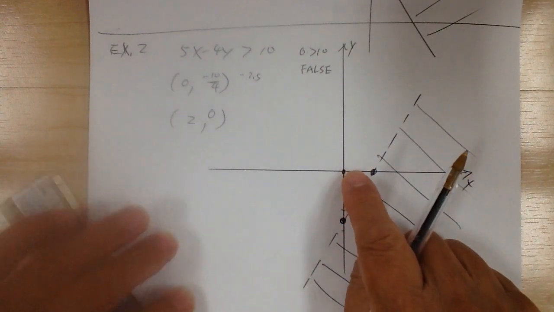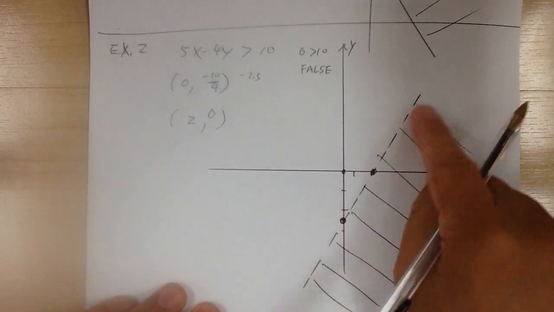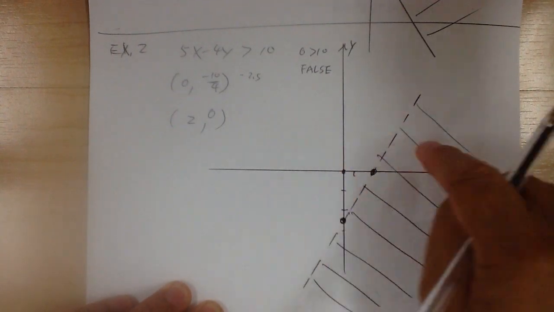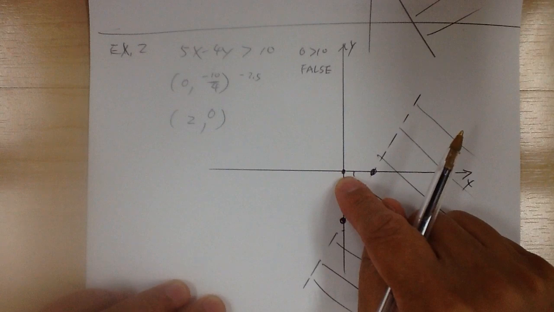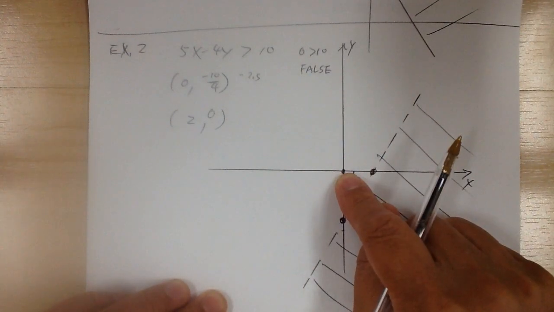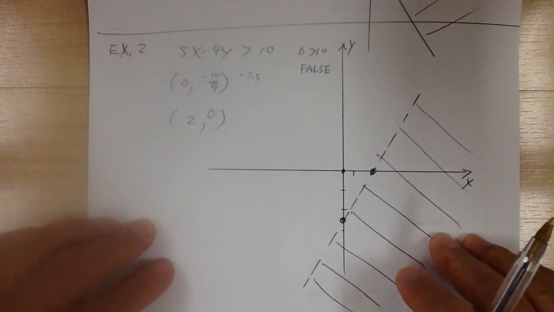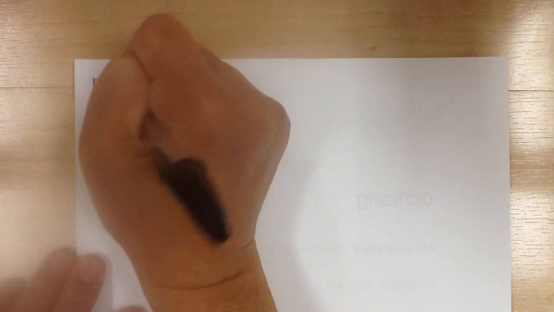So again, you want to use a testing point that is not on the line, and that way you can test if it is good or not. If it's good, then this side is good. If it's no good, then this side is no good. Okay, let's go to the next example.